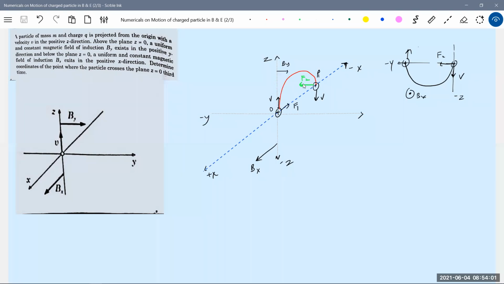Determine the coordinate of the point where the particle crosses the plane z equals 0 for the third time. In which plane can we show both the things? Anybody? Best brains, I really want an answer to this. In which plane? This is the minus yz plane. Earlier I showed it in the zx minus plane. In which plane can I show both trajectories? Is this possible?